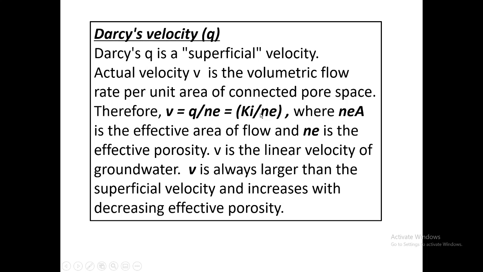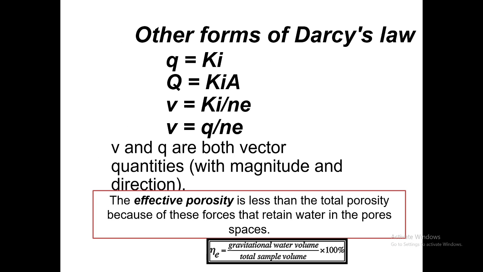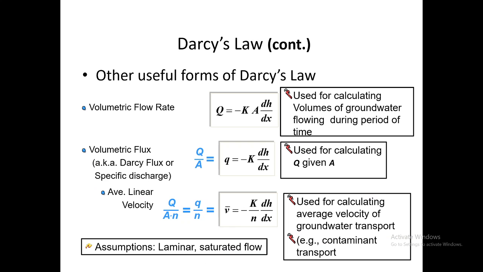This is the representation. We have already found it in the previous slide, where NeA is the effective area of flow and Ne is the effective porosity. V is the linear velocity of groundwater. V is always larger than the superficial velocity, and it increases with decreasing effective porosity. So these are some of the explanations. I think these are just the equations, so please go through this slide as well.